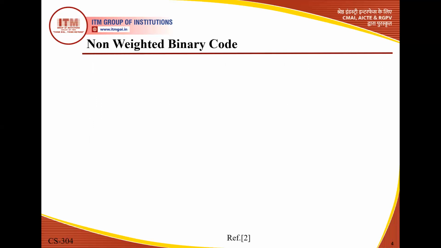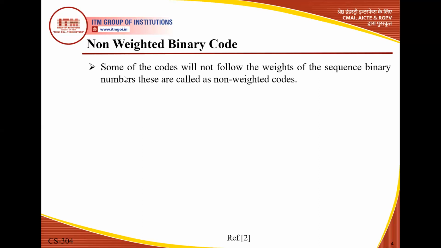Now we move to the non-weighted binary code. In the previous lecture we discussed weighted codes, where certain fixed positions have certain weights. But among binary codes, some codes do not follow weights. This is the basic difference between weighted and non-weighted codes. Here the codes do not follow the weights of the sequence of binary numbers. These are called non-weighted codes.